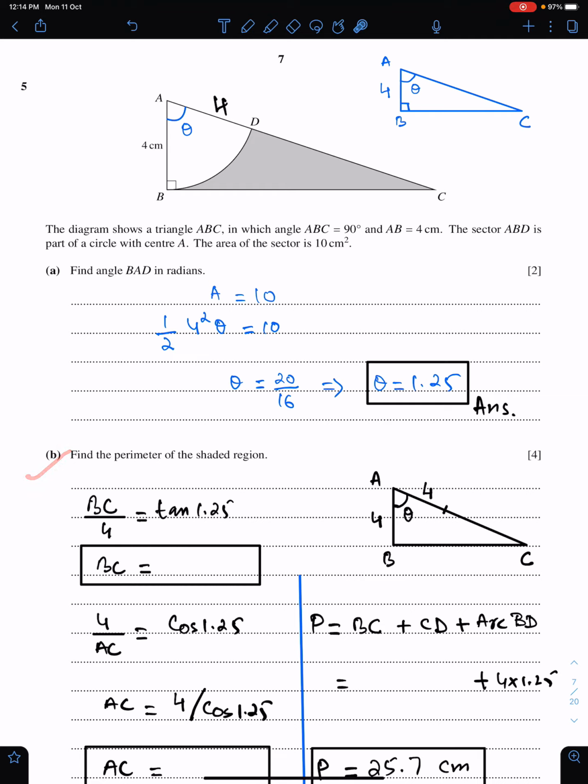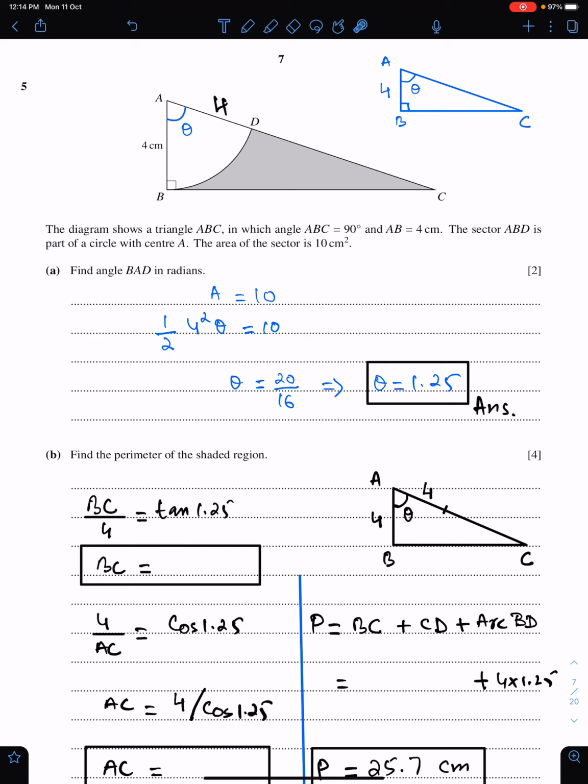Next part, find the perimeter of the shaded region. This is the perimeter of the shaded region: BC, DC and arc BD. For the perimeter of this shaded region, we need to find the lengths of this length, this length and this length. So this triangle is here.